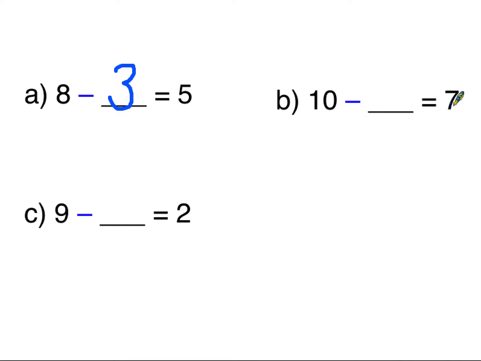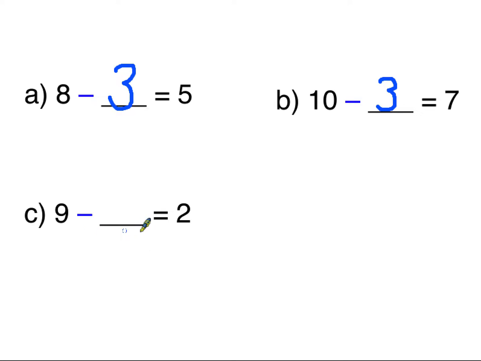10 take away what number equals 7? Well, let's do 10 take away 7. Ooh, but 7's a big number. So we could count backwards, but it's easier to count forwards. So grab the 7, count till 10. Ready? 7, 8, 9, 10. That's 3. I hope you also remember 3 and 7 make 10.